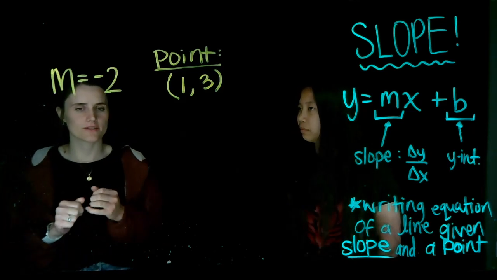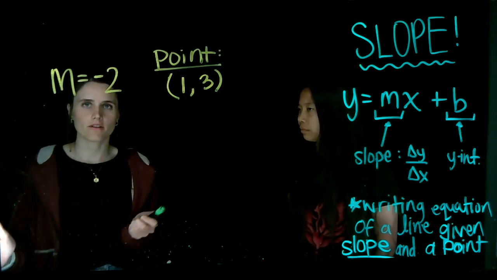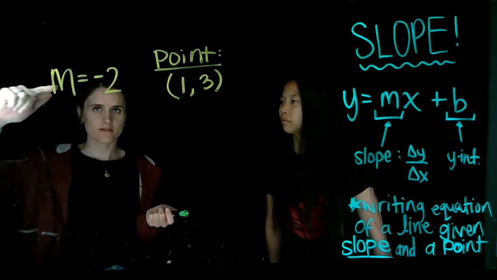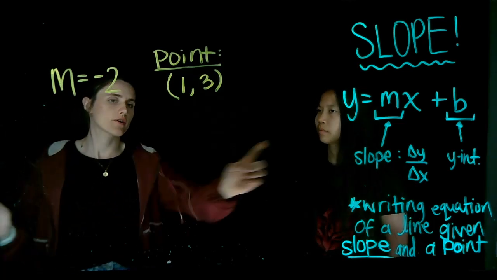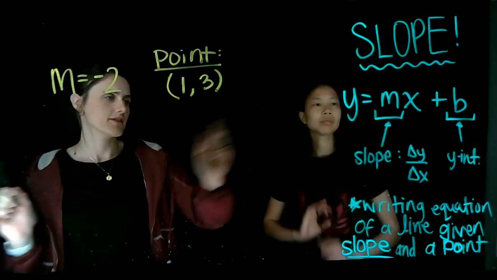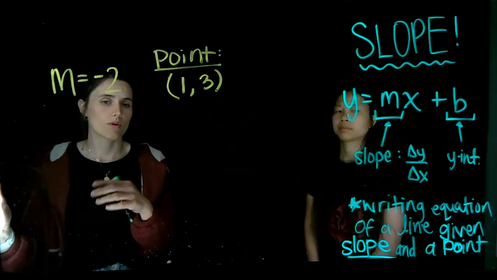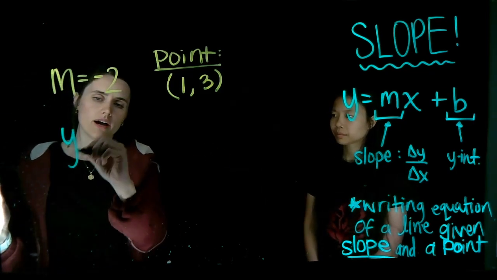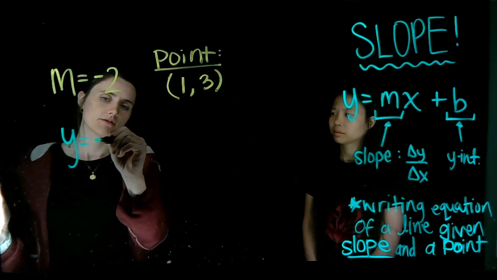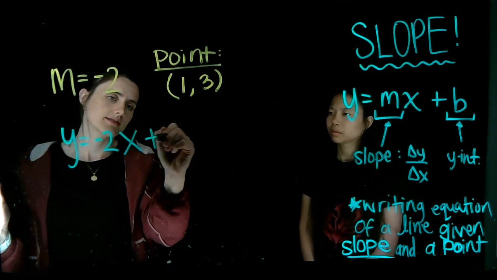Now we are going to try to write the equation of a line when we are given the slope and just a point. So if we remember back to what we learned in the last video, we have y equals mx plus b is the equation for our line. So we're going to plug in what we know. We have y equals m is -2, so -2 times x plus our y-intercept.